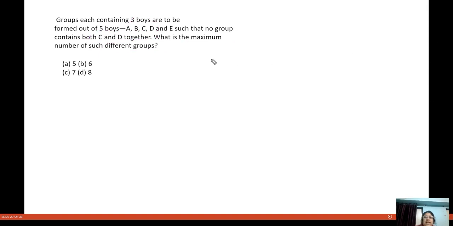Now see, it is saying that these A, B, C, D, and E are five boys, and we have to find groups. We have to make groups of them. How? Groups of what number? Groups of three boys. Now this is saying that you have to find the number of groups such that no group contains C and D together.